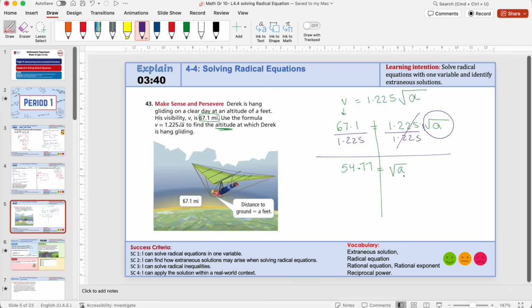Now what do I do to find the A? The root is isolated. What do we do next? Cancel the root by squaring both sides because it's a square root. The square root will cancel out with the power of 2. So you're going to end up with only what's inside the root, which is A, equals this thing squared, which is 3000.35. That's the altitude. And by the way, this is in feet. How did I know? Because they said it in the question.